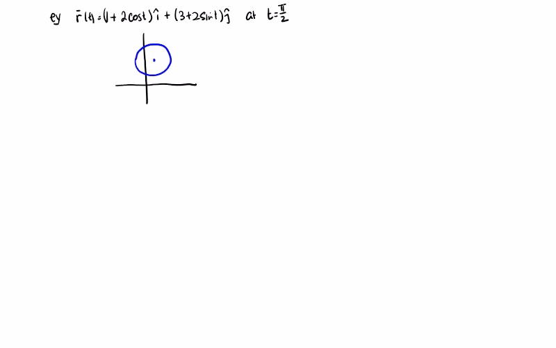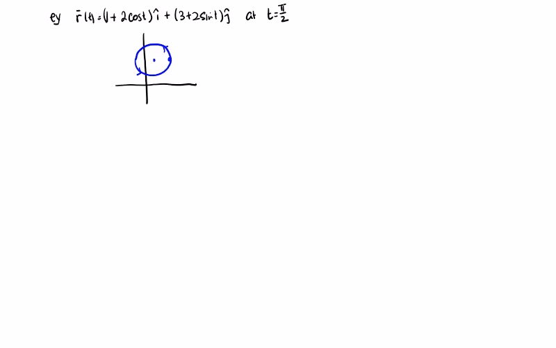The second example, something like r of t equals, let's say, 1 plus 2 cosine t i plus 3 plus 2 sine t j. And we're going to look at t equals pi over 2. This will be pretty nice. Now, this one we also know. This is a circle. It's offset, so it's centered at 1, 3, right there, with a radius of 2. So it looks something like this. When t equals 0, it's over here, and it goes counterclockwise.